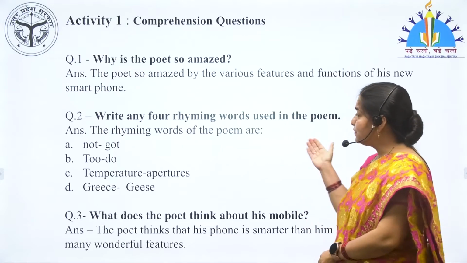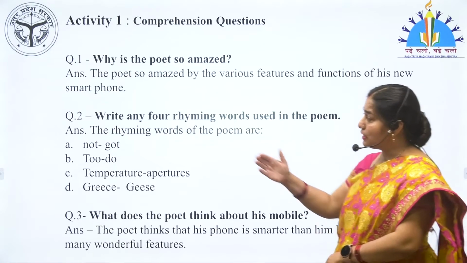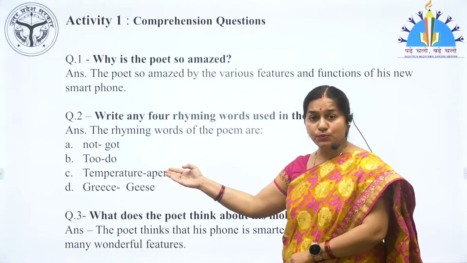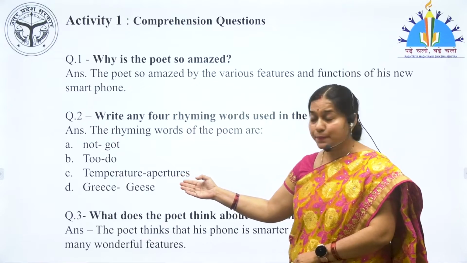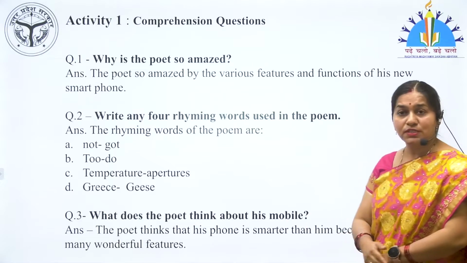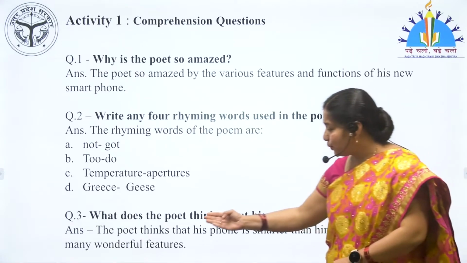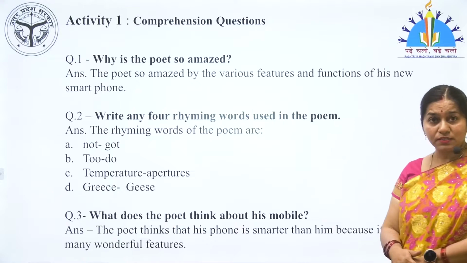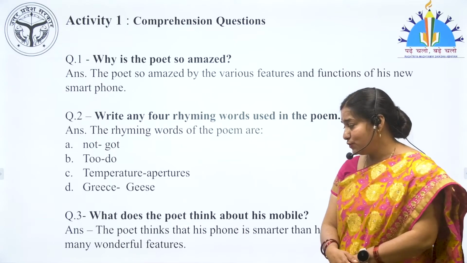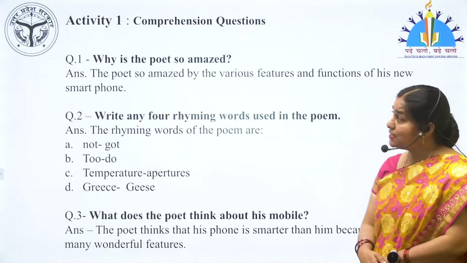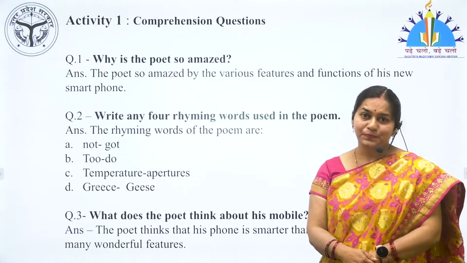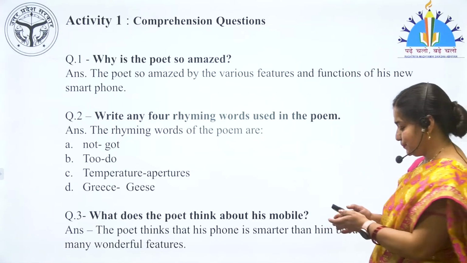Write any 4 rhyming words used in the poem. The rhyming words of the poem are not, got, to, do, temperature, apertures, grease, geese. What does the poet think about his mobile? The poet thinks that his phone is smarter than him because it has many wonderful features. So these are the answers of the questions asked in activity 1. Let's move on to activity 2.